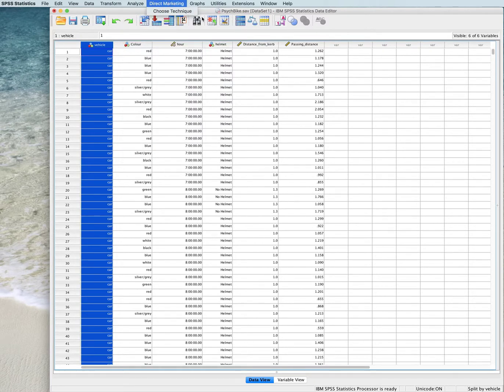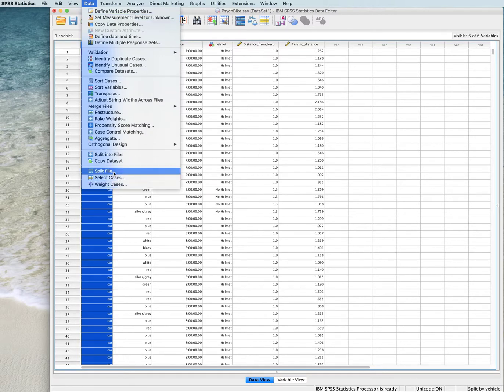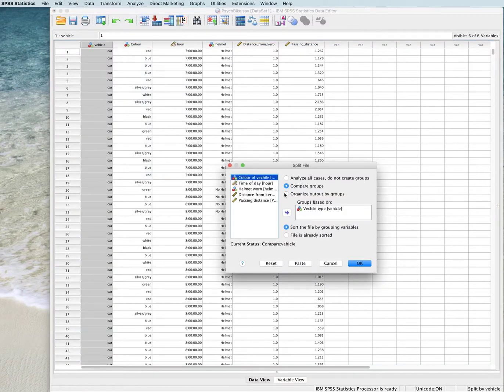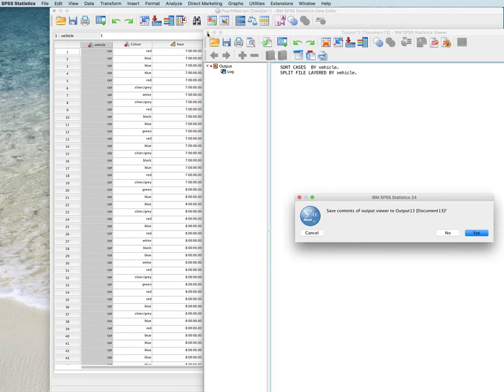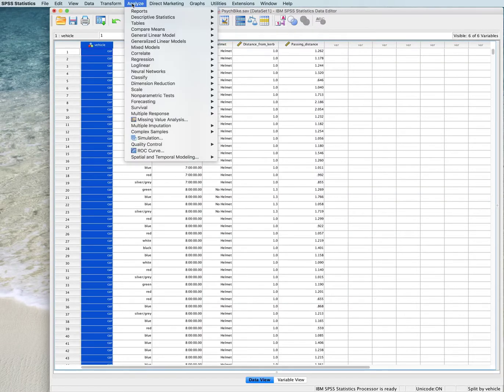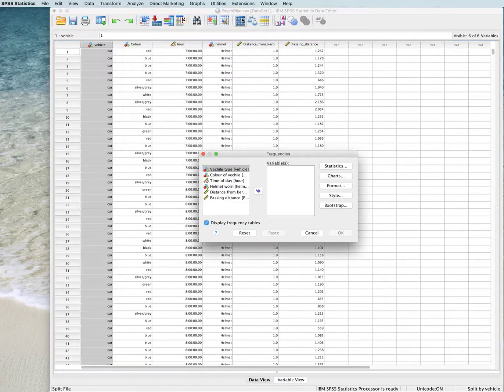Bearing in mind that this data set is still split, SPSS will still want to divide out each of the sets of data by vehicle type, and if you want to look at the entire data set, you need to flick it back to analyze all cases. But for now, we're going to look at it by vehicle type. So Analyze, Descriptives, Frequencies, then we're looking at passing distance.